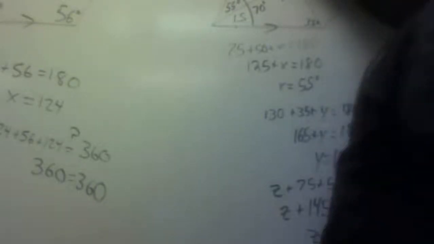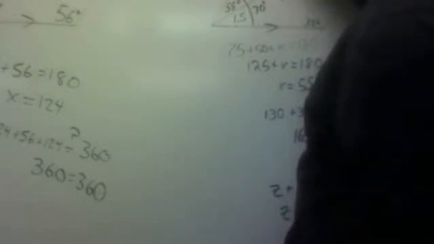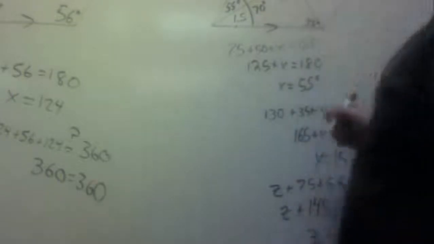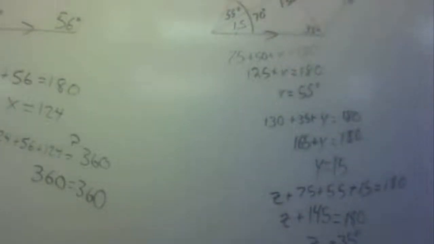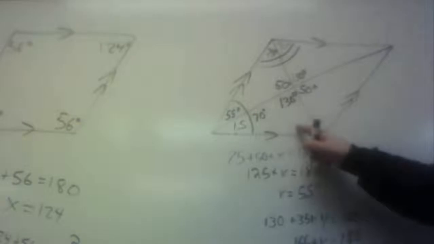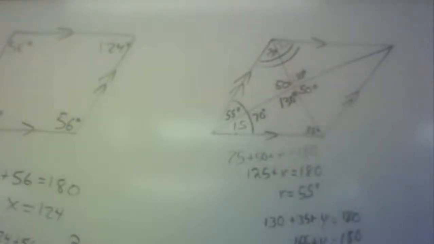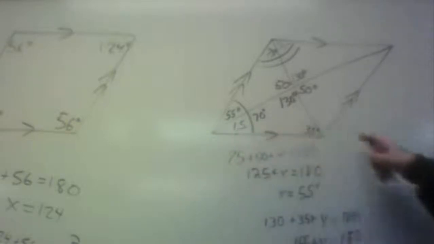So if I go in here, I see 35. Now, if I look real quickly, 35 and 35. Hold on a second. 35 and 35. Oh, parallel lines.